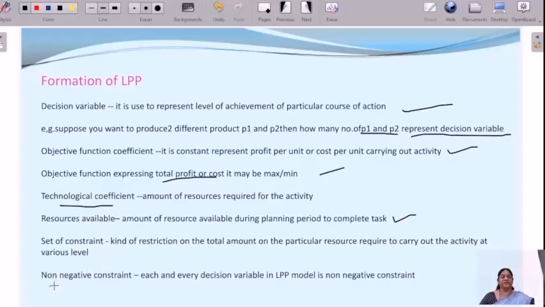And the last one is non-negative constraint. Each and every decision variable in an LPP model is non-negative, because we have to find the number of products, therefore it can never be negative. Let us move to the examples on formation of LPP.